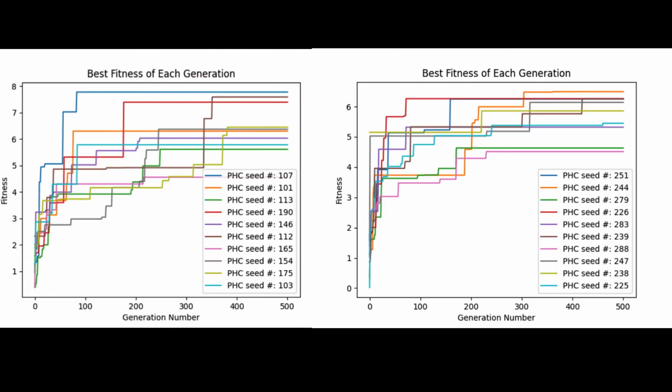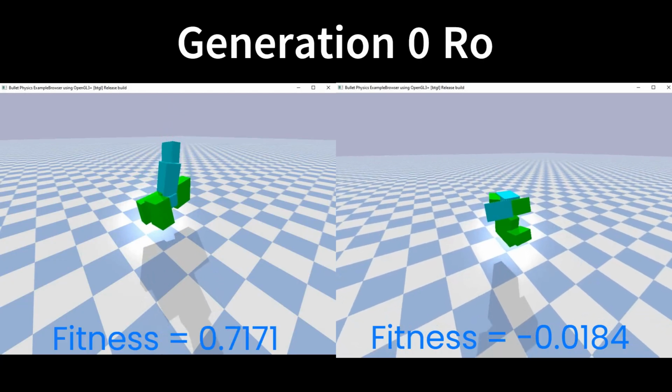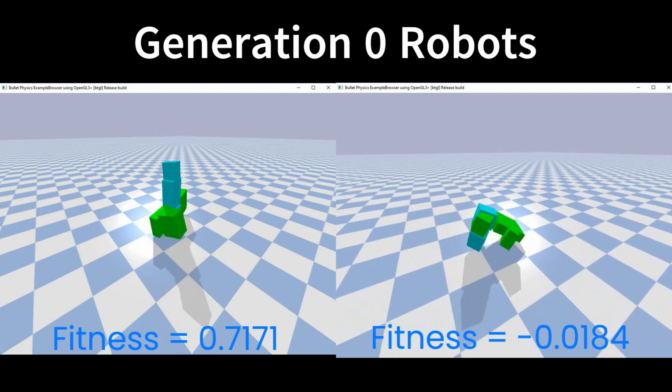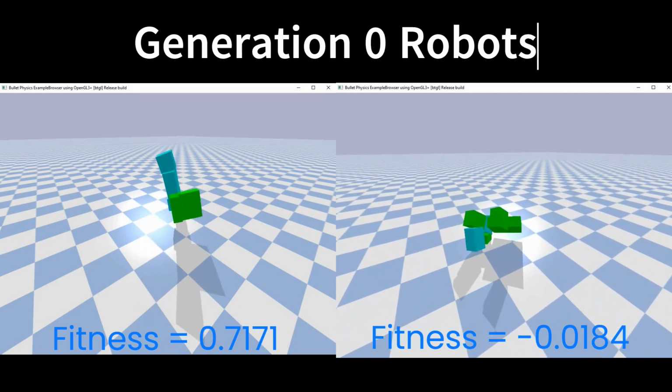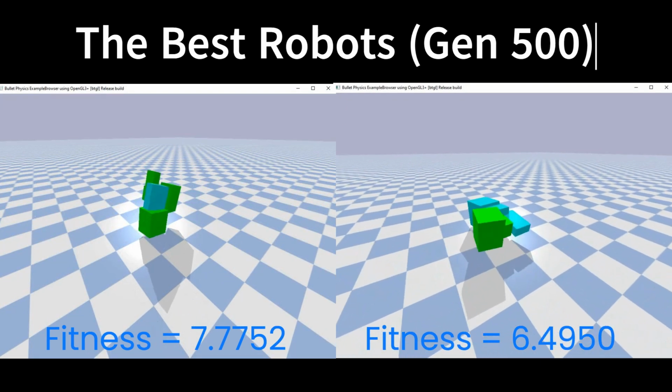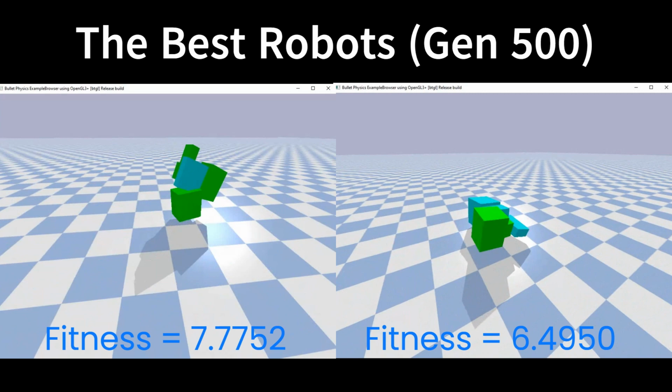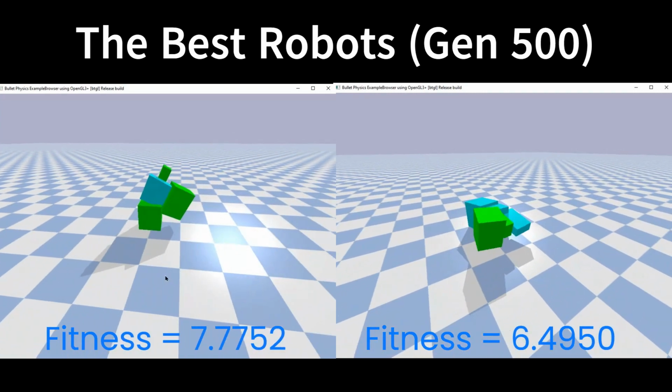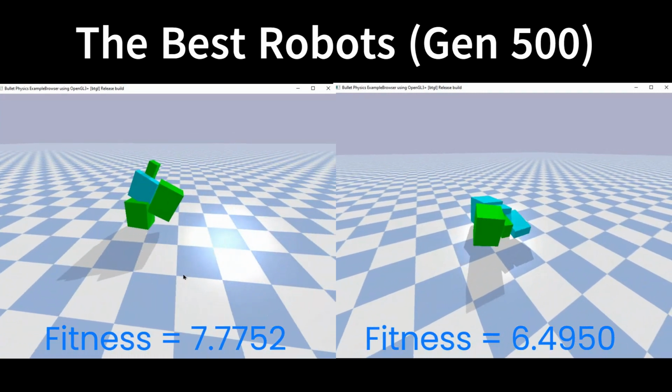Here are 2 graphs showing the best fitness of robots in each of 500 generations. Each line is a separate parallel hill climb with a population of 10 robots. Let's take a look at the first robots. Pretty bad. Now, let's take a look at the best evolved robots. Look at them move. They learned how to hop all by themselves.